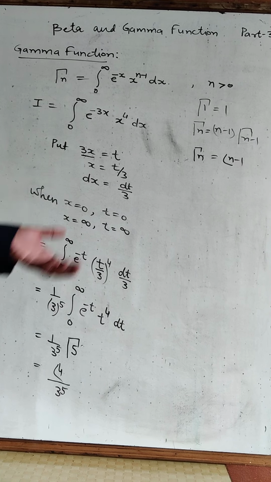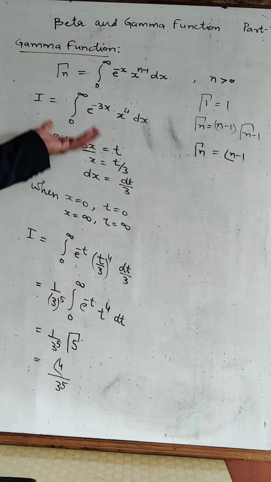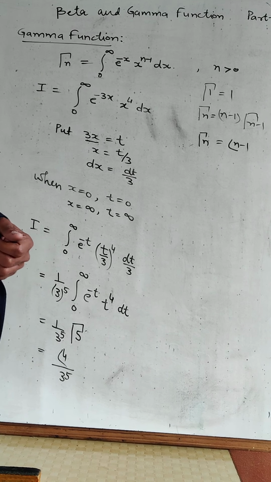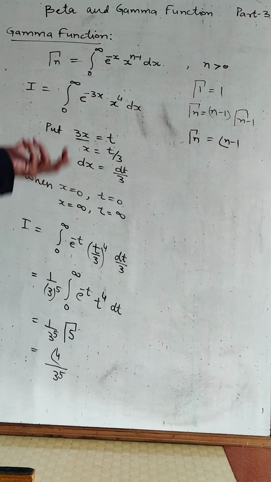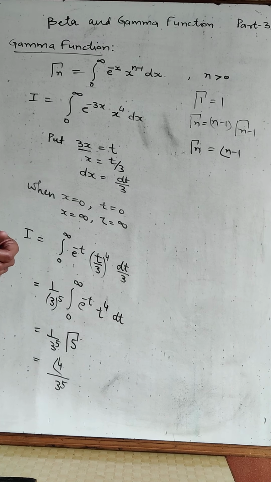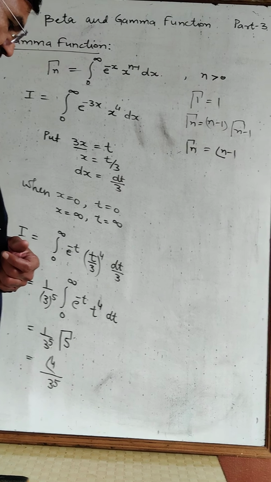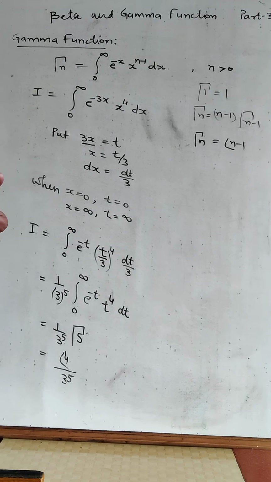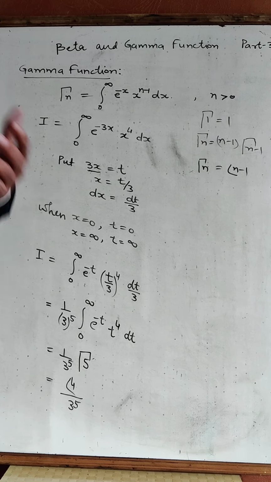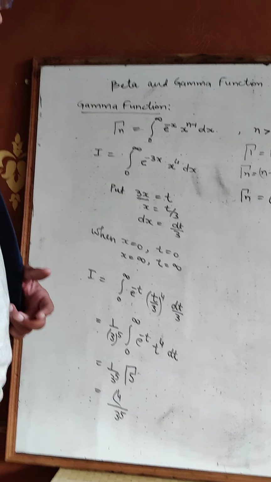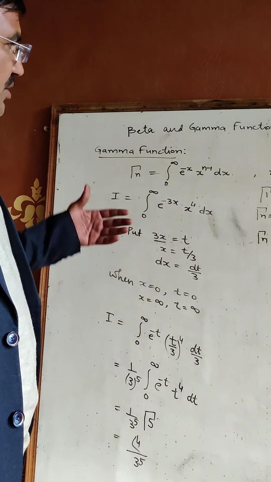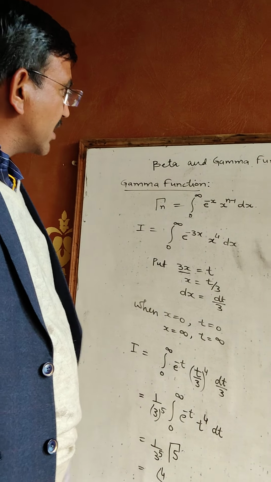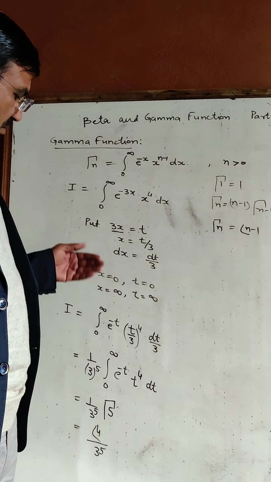So in this way we can solve many definite integrals using the standard form of the gamma function by reducing them to the gamma function, and we can calculate. In our next lecture we will find the relation between the beta and gamma functions and some other properties of the gamma function. Till then, practice some more questions from your textbook, and in our next part we will move a little further.